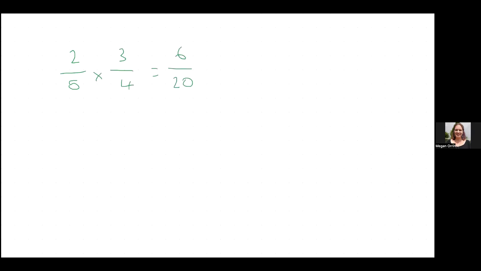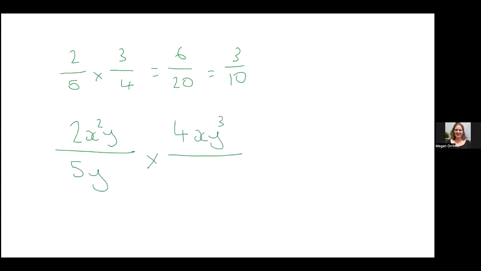6/4. Good. All right, so this is fine, but it's incomplete. If you don't simplify your fraction at the end, you have not completed your job. This would be your final answer. So let's do that with letters as well. So what if I have 2x²y over 5y times 4xy³ over 3xy. All right, straight across the top and bottom.